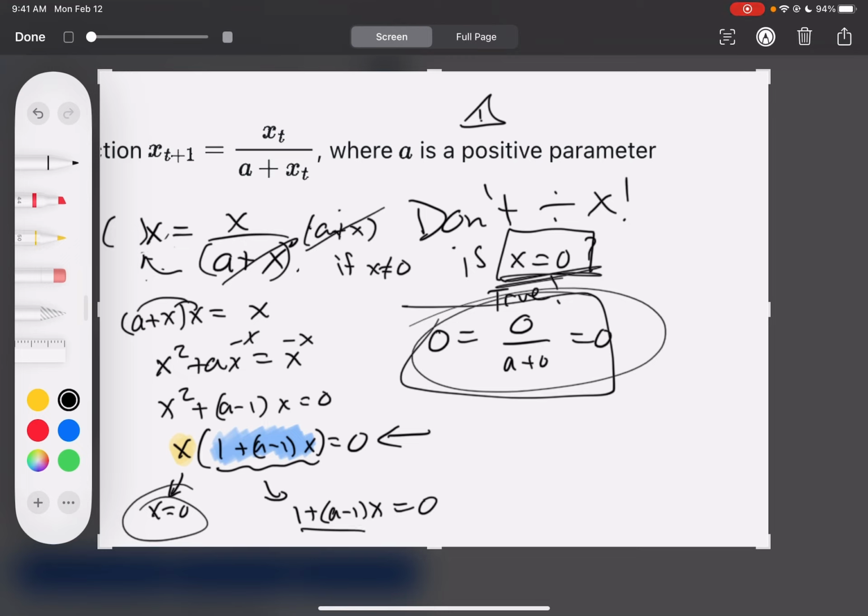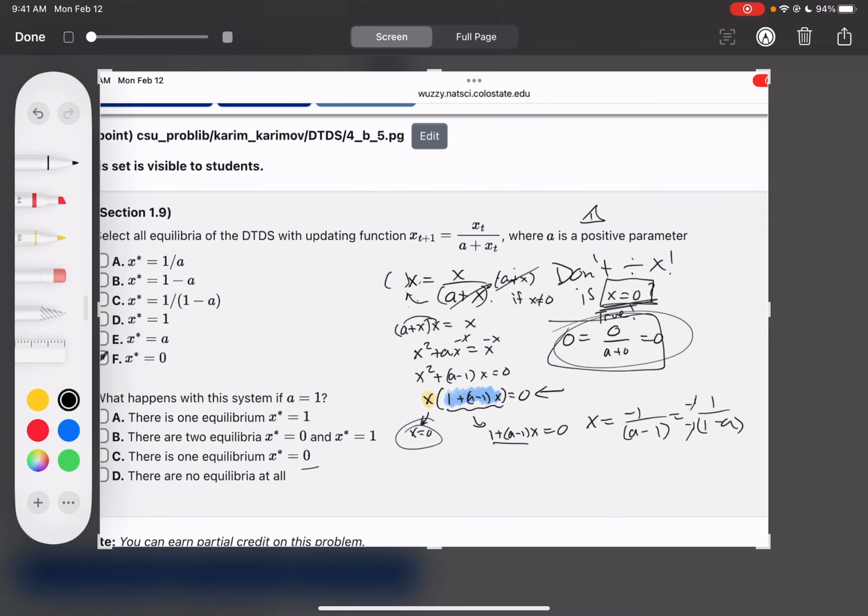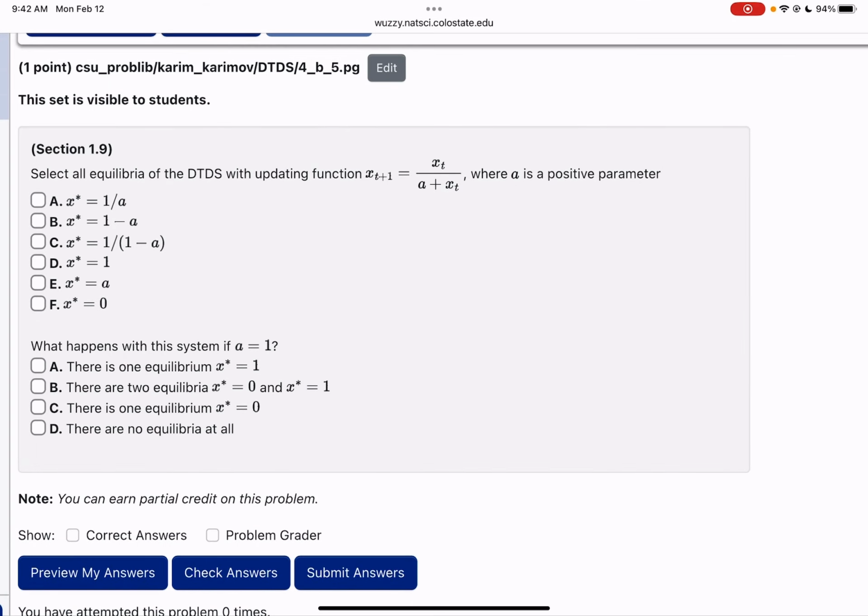Here's the other one. If you solve for x, you'll get x is negative 1 over a minus 1, also known as 1 over 1 minus a. You sort of factor a negative 1 out of the top and bottom, and then those would cancel. But, okay, cool. So our two equilibrium values are 1 over 1 minus a and 0. Sweet. All right, 1 over 1 minus a and 0.